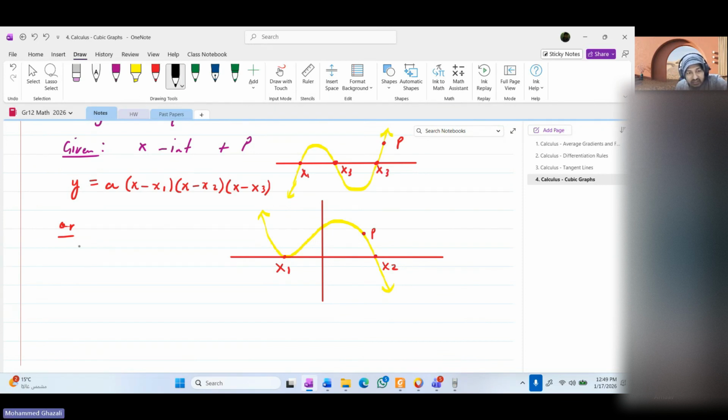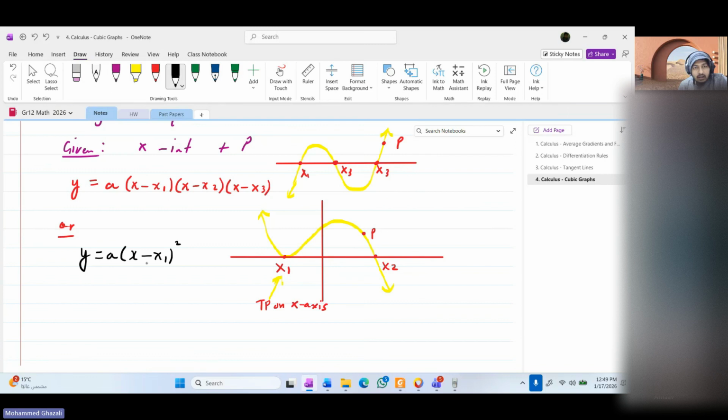So what equation do I use here now? So I say y is equal to A into (x minus x1) squared. Why squared? Because this here appears twice. Whenever you have an x-intercept twice, it is always on the x-axis. The turning point is on the x-axis. TP on x-axis.